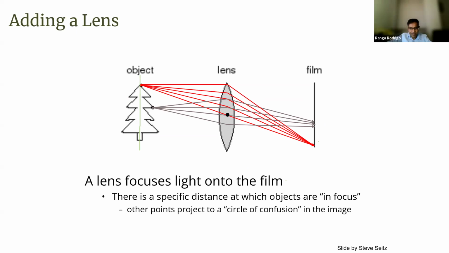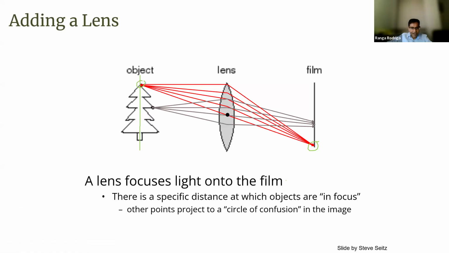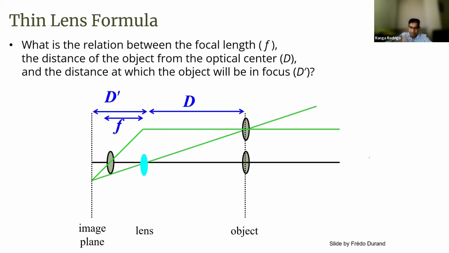Now, for this particular plane, this plane is in focus. That means one-to-one correspondence for that plane. But if you take another plane here, that is not in focus. So you can see there is no one-to-one correspondence. This thing is called circle of confusion. One point here corresponds to a circle here. So that's the reason for the blur, the circle of confusion.